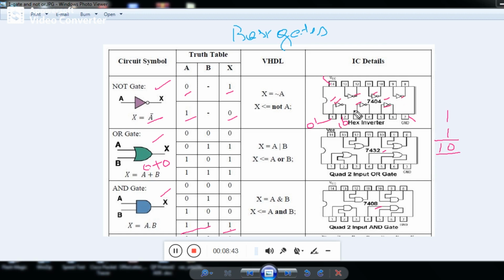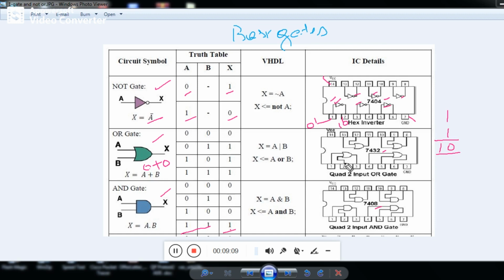Now you can ask why we need so many gates. It depends. In a complex design where you need many gates, you can use this. Suppose in my design I need 6 gates, then I can use one IC. Suppose I need 7 gates, then I have to use 2 ICs. Or if I need 10 gates, then I have to use 2 ICs like this. So that is the case.